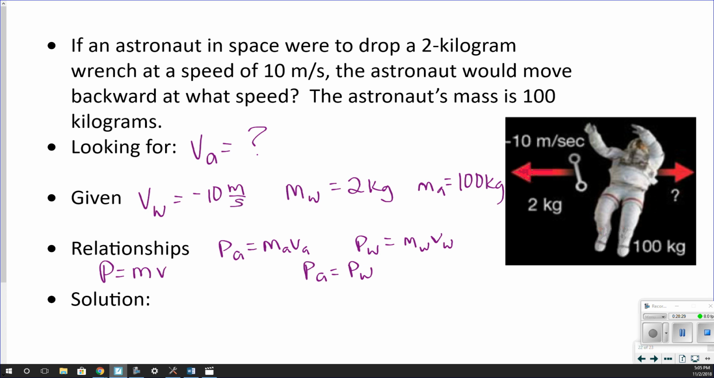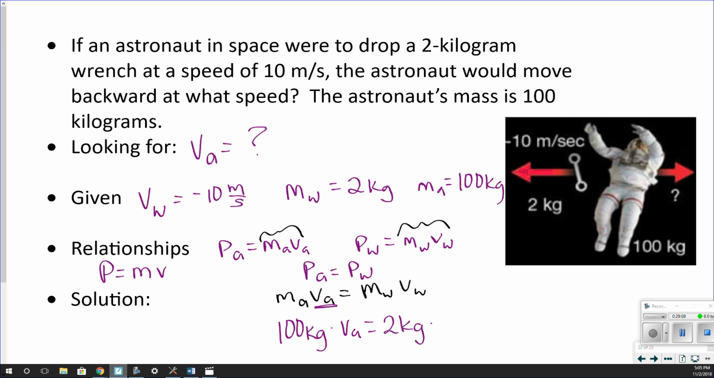We can take these parts and set them equal to one another. So I have the mass of my astronaut times the velocity of my astronaut equals the mass of my wrench times the velocity of my wrench. Last thing here is I plug in my numbers and solve for my missing piece, which is the velocity of my astronaut. So the mass of my astronaut is 100 kilograms times the velocity of my astronaut equals the mass of my wrench, which is 2 kilograms, times the velocity of my wrench, which is negative 10 meters per second.